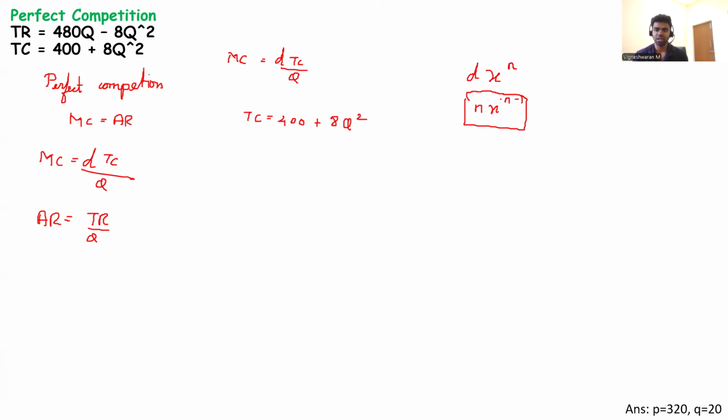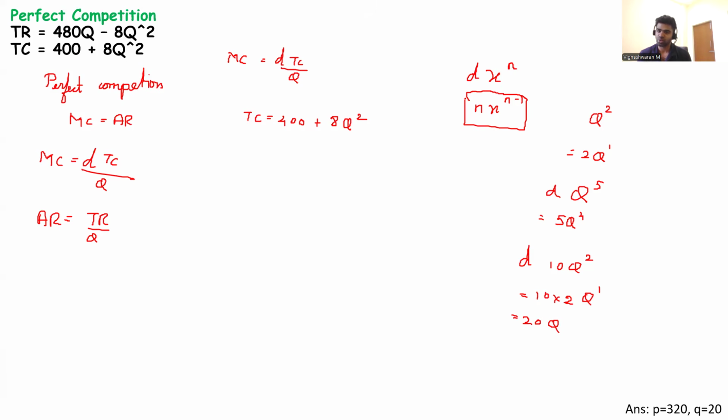For example, if I want to differentiate q square, it will be 2q power 1. If I want to differentiate q power 5, it will be 5q power 4. If I want to differentiate 10q square, it will be 10 into 2q power 1, that is 20q. So you are getting how to differentiate. Only remember this one alone.